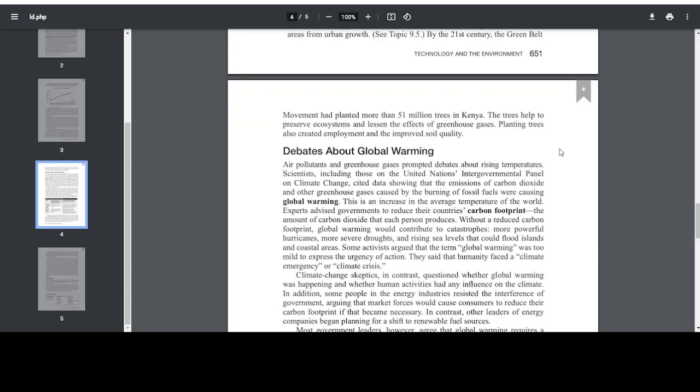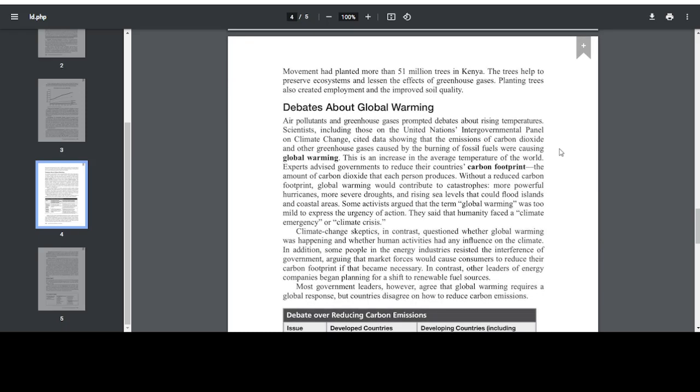Debates about global warming. Air pollutants and greenhouse gases prompted debates about rising temperatures. Scientists, including those on the United Nations Intergovernmental Panel on Climate Change, cited data showing that the emissions of carbon dioxide and other greenhouse gases caused by the burning of fossil fuels were causing global warming. This is an increase in the average temperature of the world.